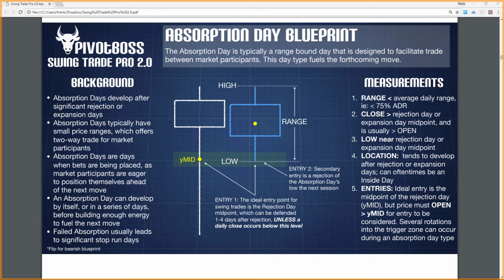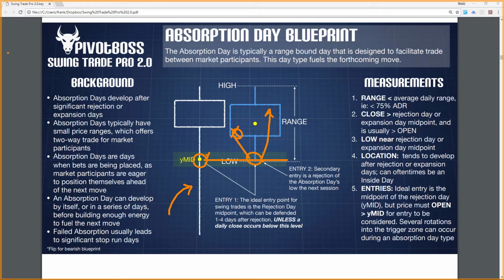And the idea, typically speaking, is if this is a rejection day and you want to get in the next day at the absorption level, which is here, then ideally you want price to open the day above the rejection day midpoint. If price opens the day above that midpoint, then any pullback to the absorption zone offers an opportunity to defend and build your position.